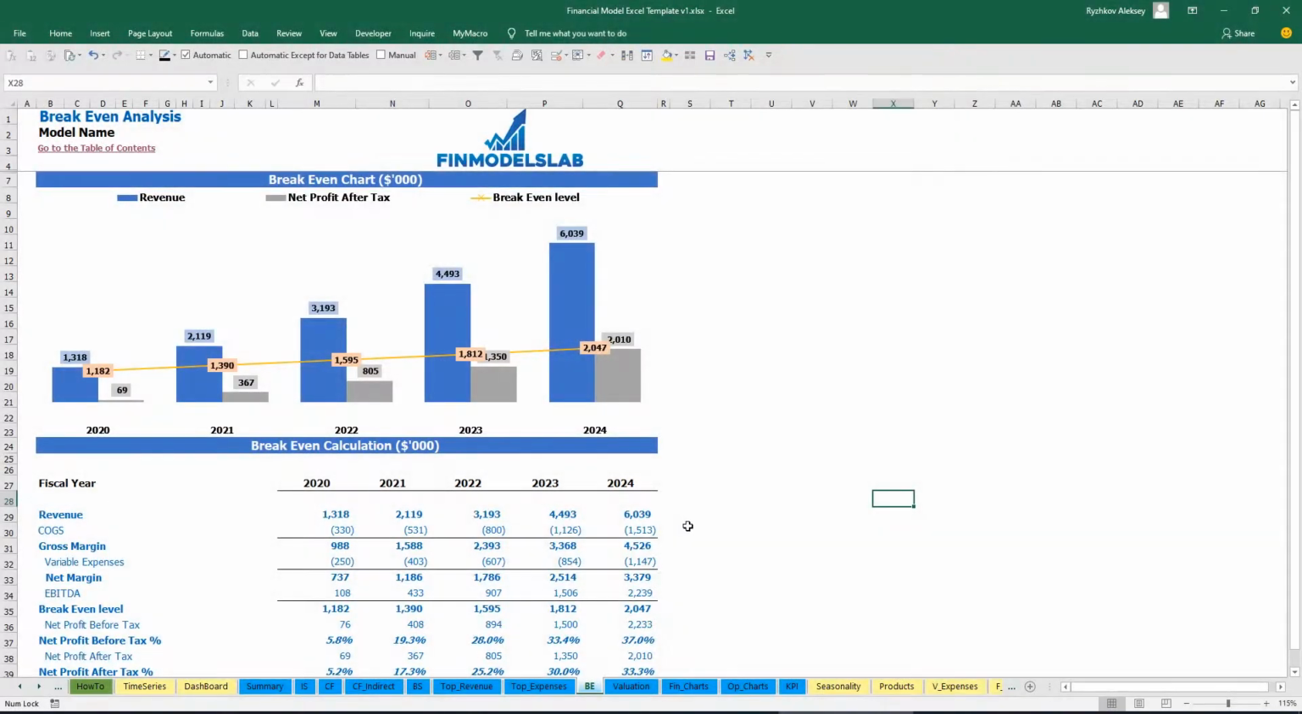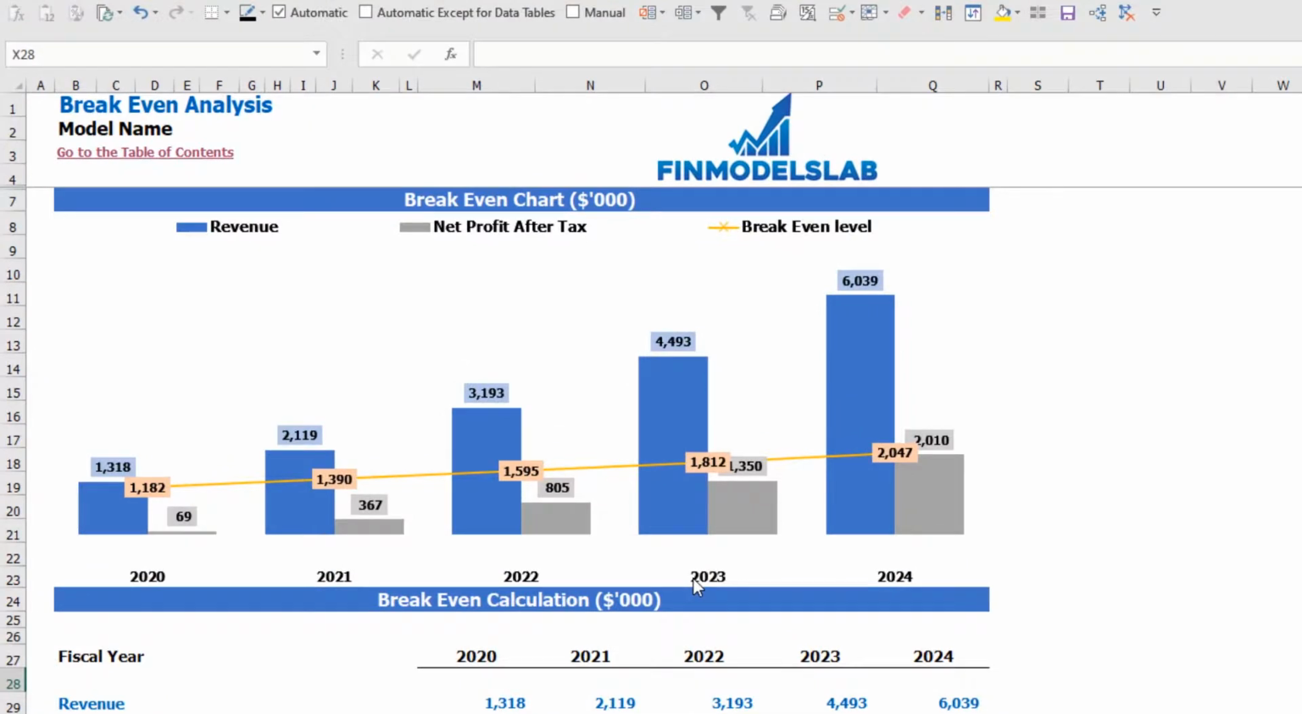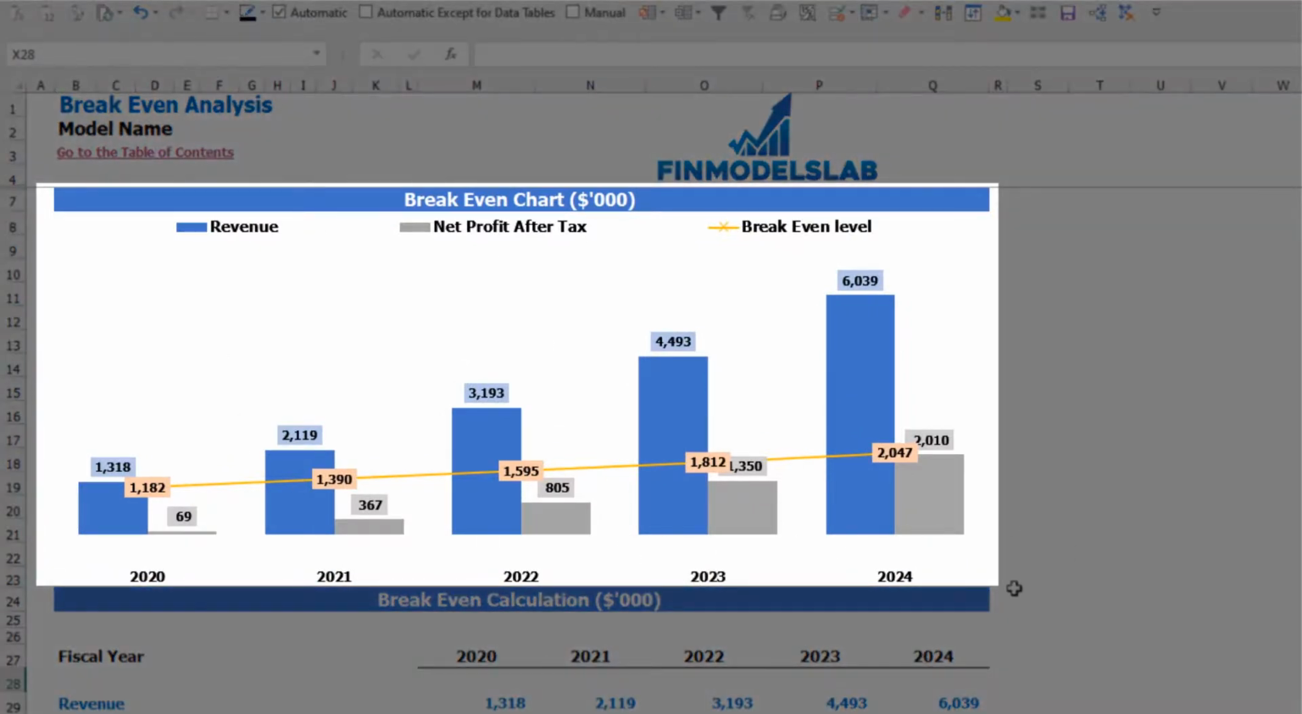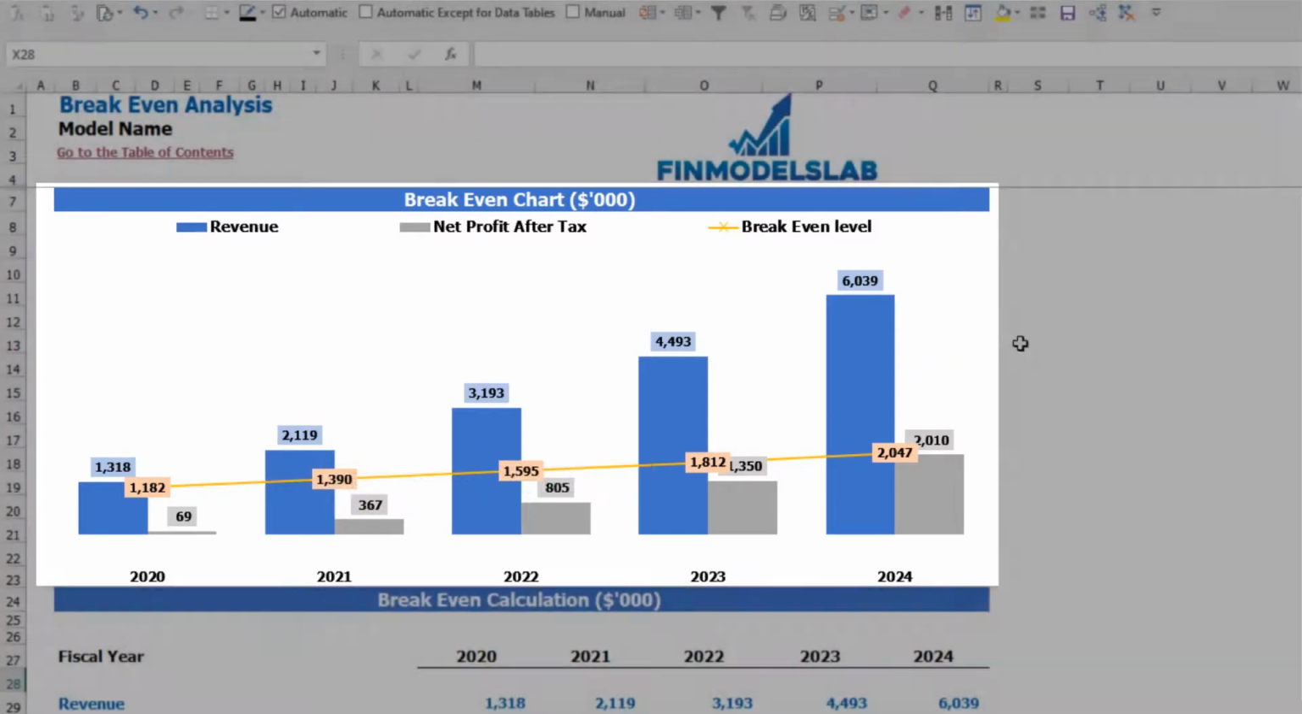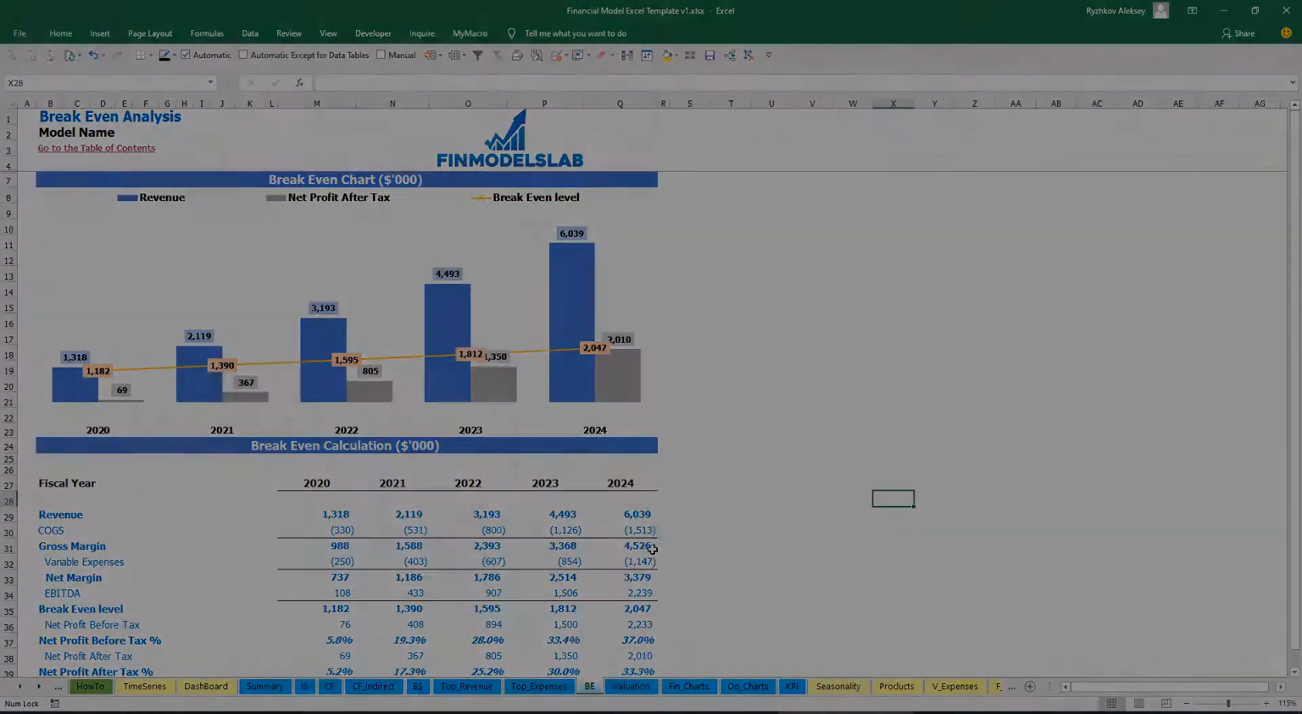On the Breakeven tab you may find the calculation of revenue breakeven level and breakeven chart. For this particular use case, you may find that your revenue breakeven level is less than actual revenue calculation. This means that company is profitable.